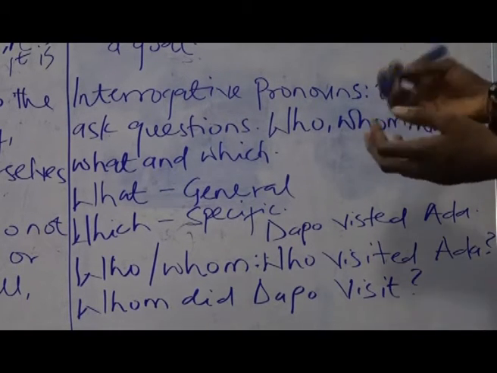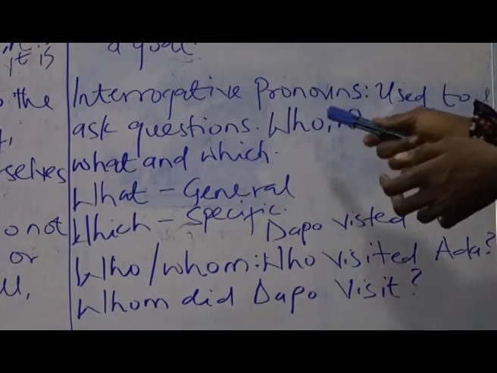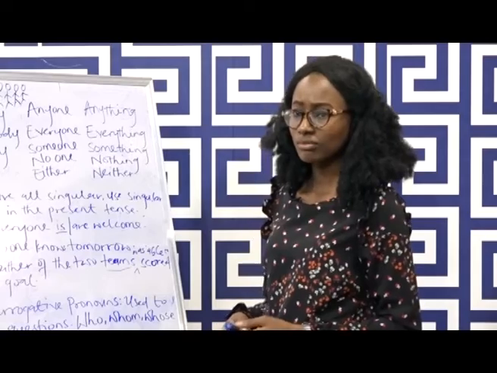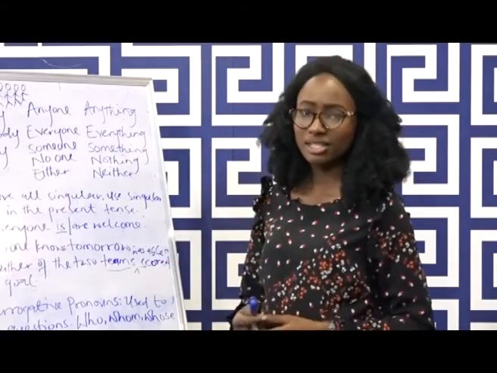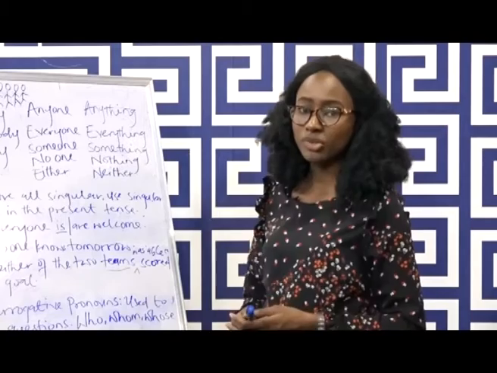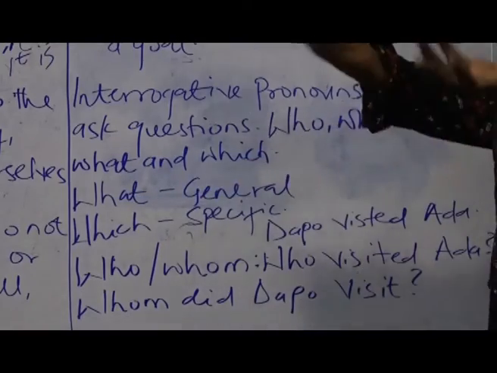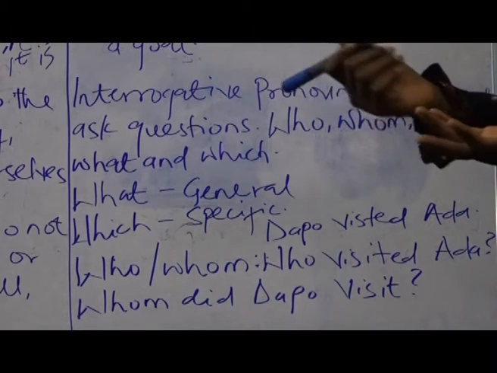Now, let's take some examples. Who is that? You're talking about a person. Whose marker is that? You're talking about a person. But what? What is that? You're not talking about any person.